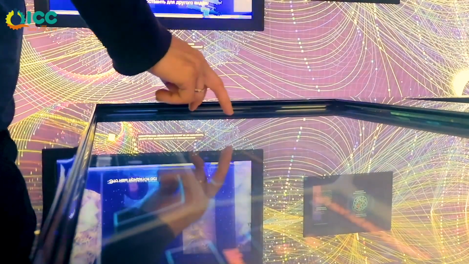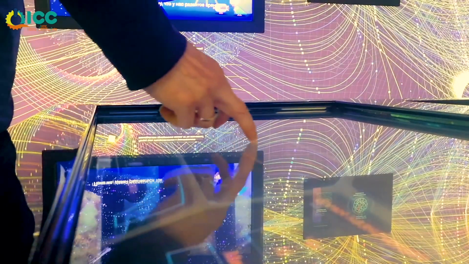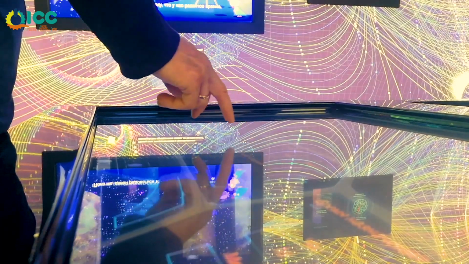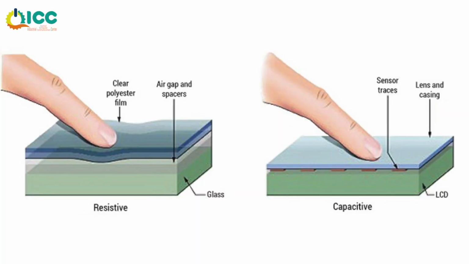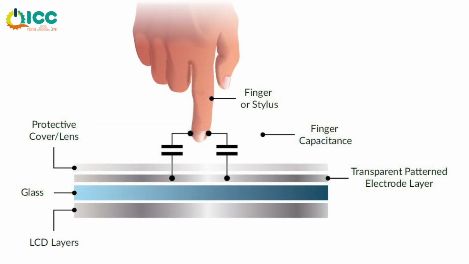Two types of screens are generally used, capacitive and resistive screens. In fact, the working principles are simple. Capacitive screens, as their name suggests, work by interacting with the static electricity on our fingertips when touched. Resistive screens, on the other hand, work through direct physical touch.